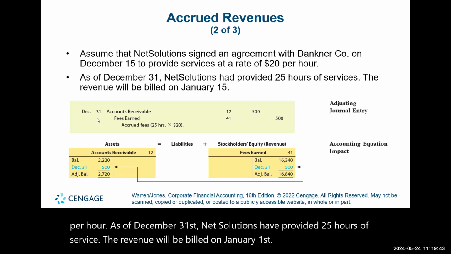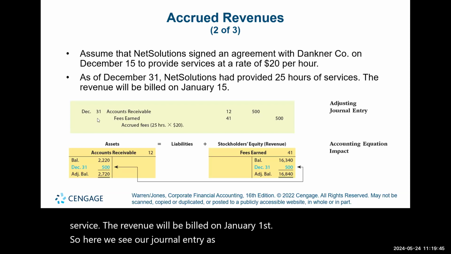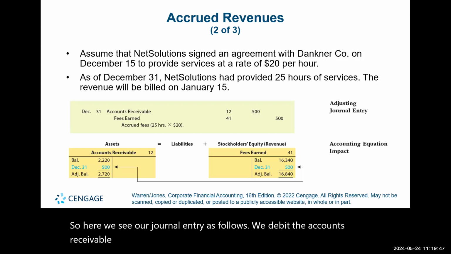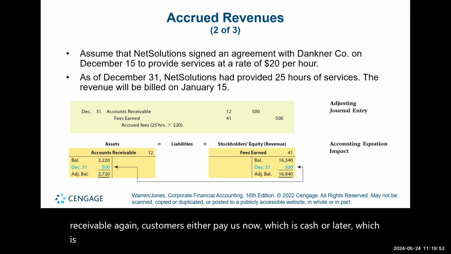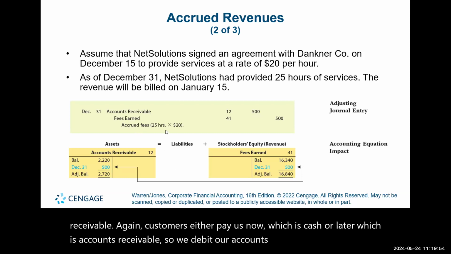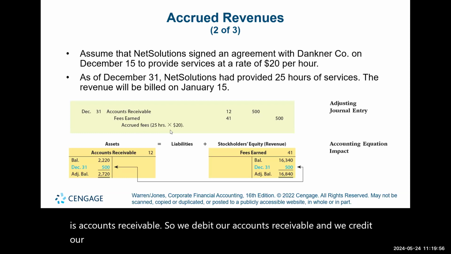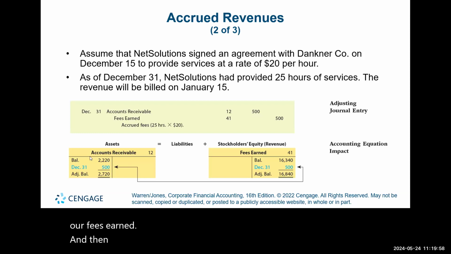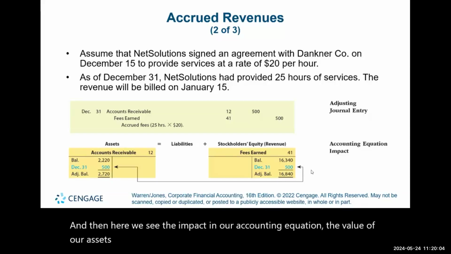So here we see our journal entry as follows. We debit the accounts receivable. Again, customers either pay us now, which is cash, or later, which is accounts receivable. So we debit our accounts receivable and we credit our fees earned. And then here we see the impact on our accounting equation. The value of our assets increase. Likewise, the value of our stockholders' equity revenue account also increases.